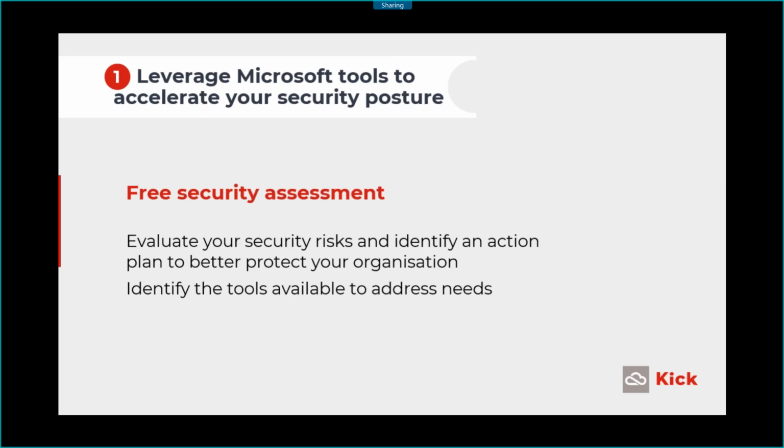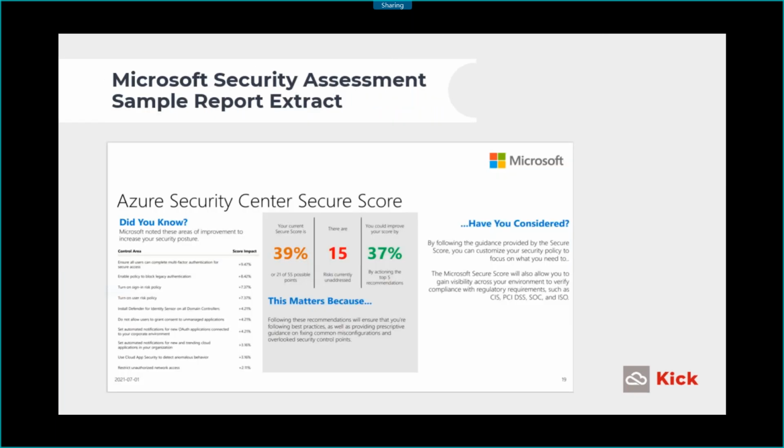So this then is our first recommendation: use the free security assessment to accelerate your security posture. And here's an extract from a sample assessment report, just to give you a flavour of what you can expect. So in this instance, the sample report says your security score is currently 39%, and it's identified 15 risks in red there. And if you implement the top 5 best practice recommendations, your Microsoft security score will increase by 39%, i.e. go from 39% to 76%.